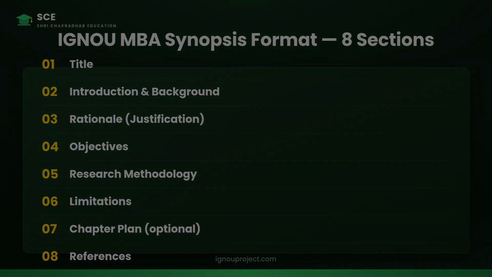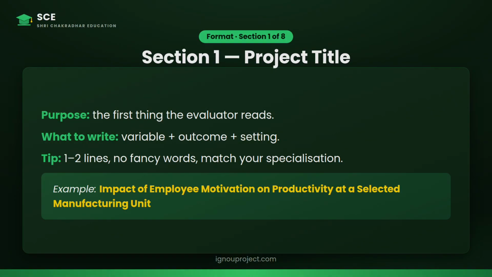Section 1. The project title. The title is the first thing your evaluator reads, so it must be clear and specific. A strong title names 3 things: the variable you are studying, the outcome you are measuring, and the setting where you study it. For example, instead of a vague title like Employee Motivation, a strong title is A Study on the Impact of Employee Motivation on Productivity at a Selected Manufacturing Unit. Keep it to 1 or 2 lines, avoid fancy words, and make sure it matches your specialization.